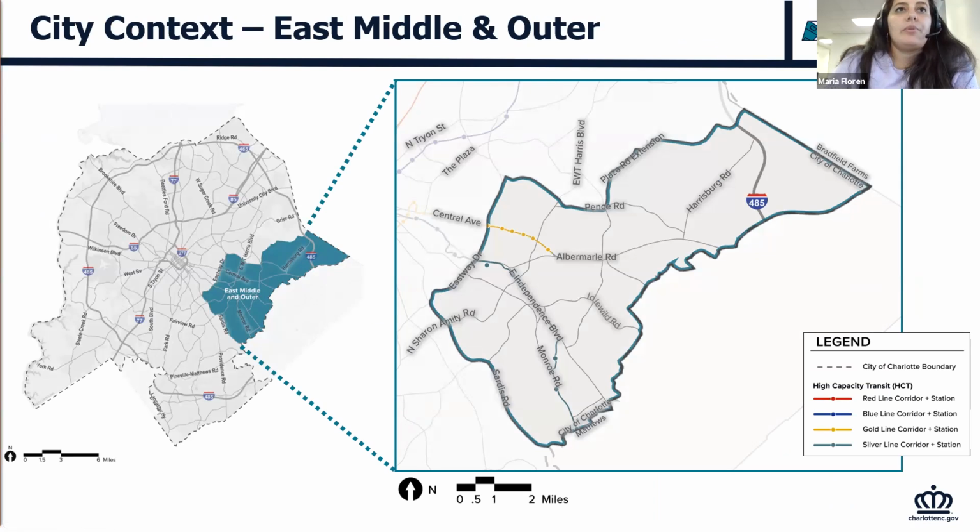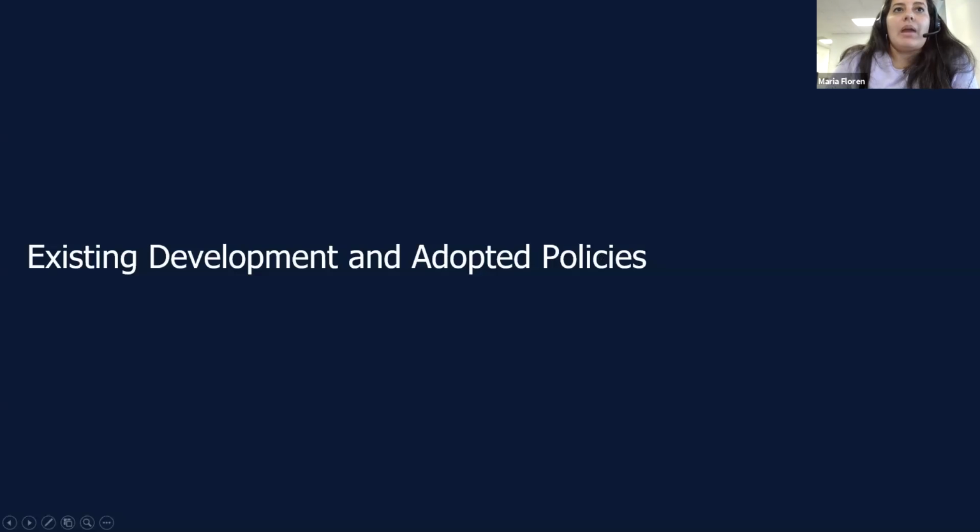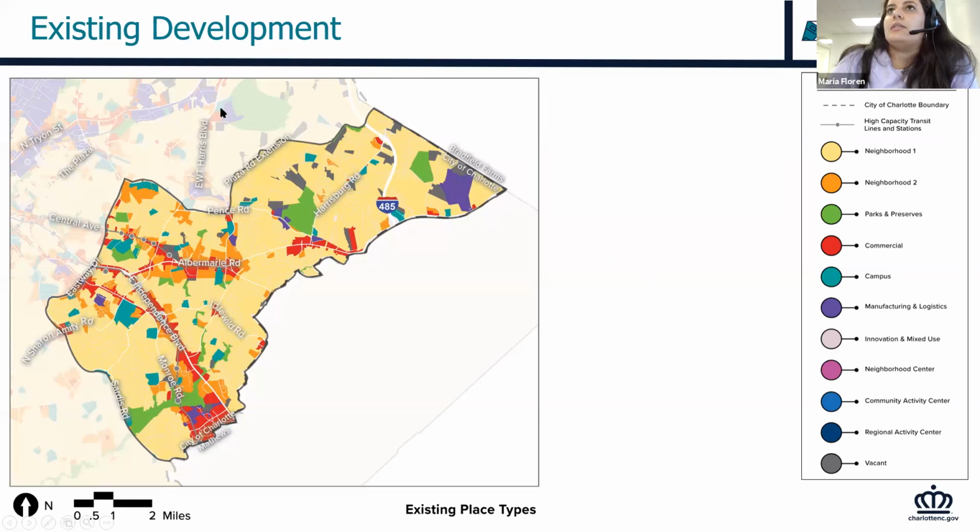So again, the phase 2 community conversations are organized around 15 community planning areas throughout the city. Today we're looking at the east, middle, and outer area, generally bounded by Hickory Grove Road, the Charlotte Mint Hill city limit, Sardis Road, and Eastway. As mentioned, the mapping approach began by translating what's on the ground today and what future place types would look like without the comprehensive plan. So here is what's on the ground today, based on existing land use data and development patterns.